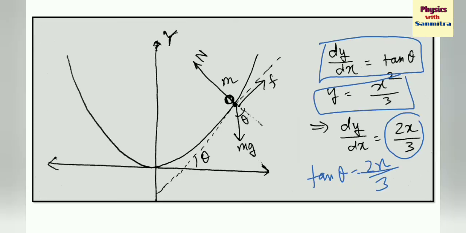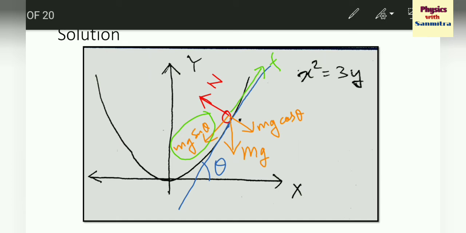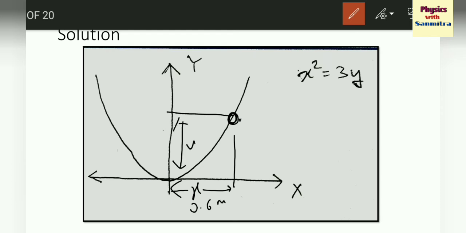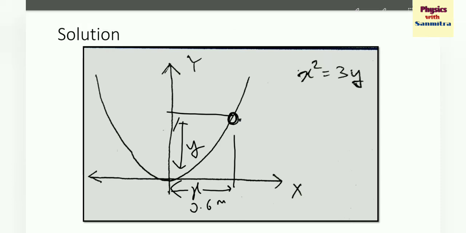So what is x? Suppose the insect has climbed up to this height. x is this part. This is x. That is 0.6 meter. But we are asked to find out y. That is the height. So how to find the height? Just put the value of x here.